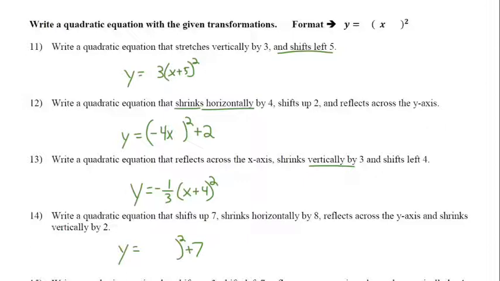It shrinks horizontally by 8, so that's horizontal, that's an inside job. So you would think divide, but really everything's backwards, so we need to multiply by 8. It reflects across the y-axis, so that's an inside thing, so we need to multiply the inside by a negative. And last but not least, to shrink vertically by 2. Vertical is outside, so we need to divide. That would be your equation. Go ahead and pause and try the rest if you haven't already, okay? I'm going to move on.